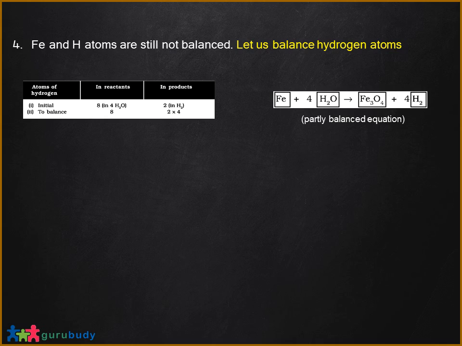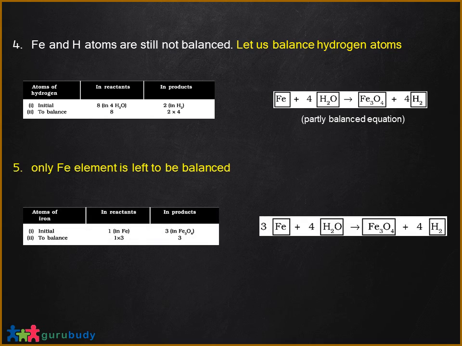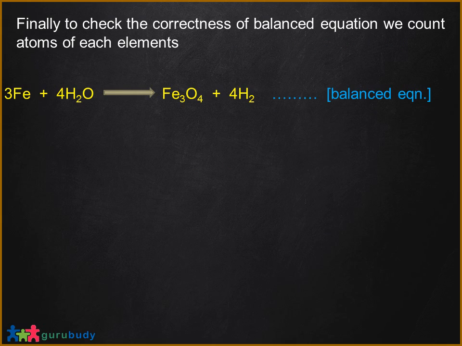But our iron is still not balanced. So let's do the same exercise. We see that we have 1 atom of iron in the reactant and 3 atoms of iron in the product. So we multiply the reactant by 3. So we will have 3 in the reactant side and 3 in the product. As you can see in the box equation, our iron atoms are also balanced. Now we have a balanced equation, but we have to do a final check, and that is basically to make sure we have done our job right.